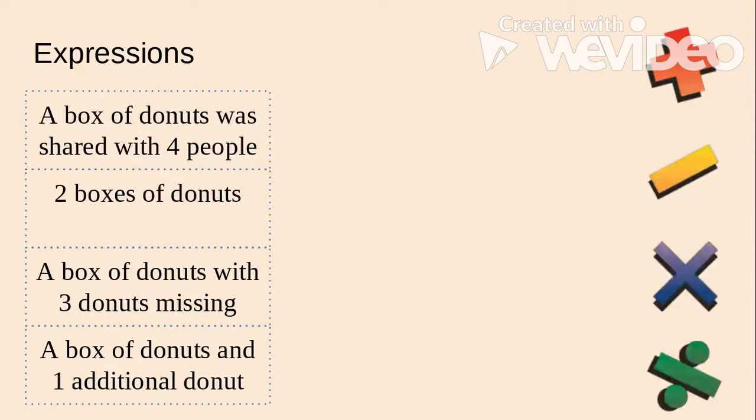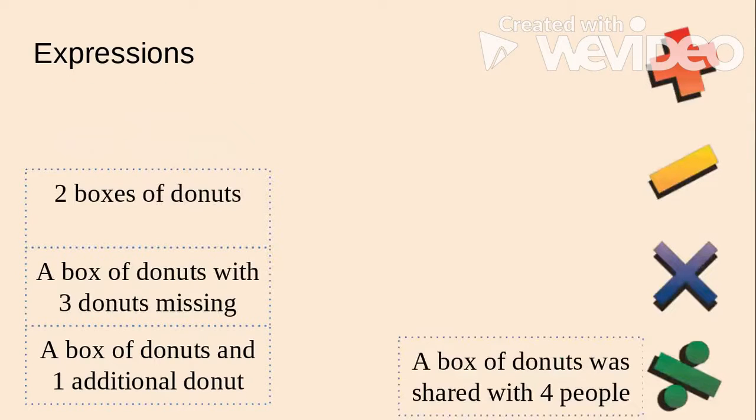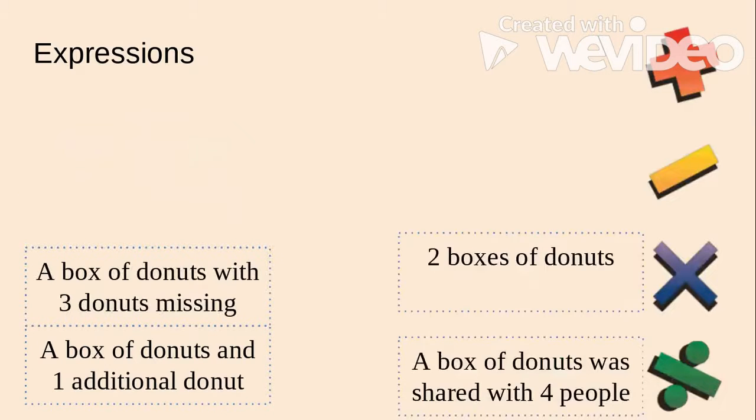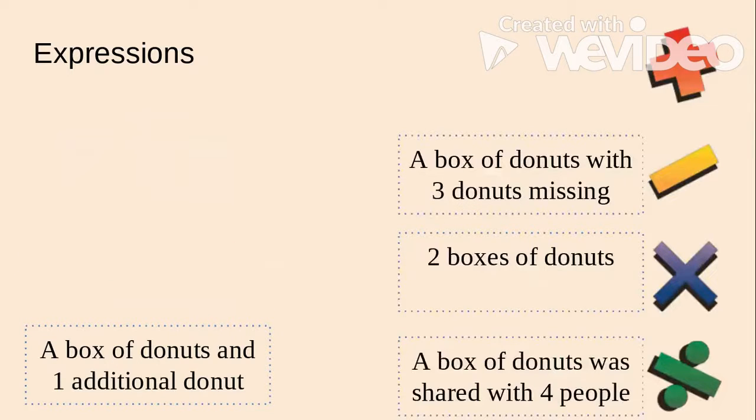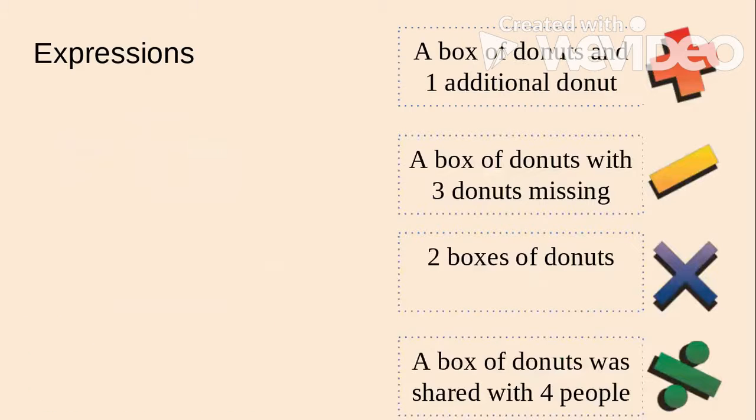So I have a box of donuts and it is being shared. When I'm sharing, I'm dividing. If I have two boxes, one box times two boxes would be multiplication. A box of donuts with 3 donuts missing. If something is missing, it is subtraction. A box of donuts and 1 additional donut. If I have 1 additional donut, it means I'm adding.